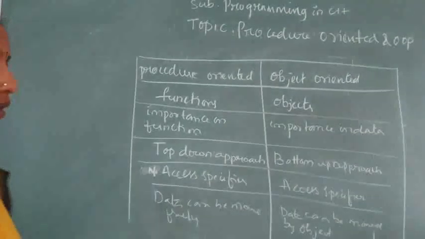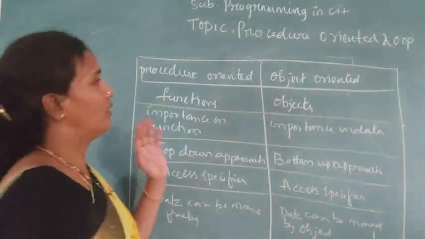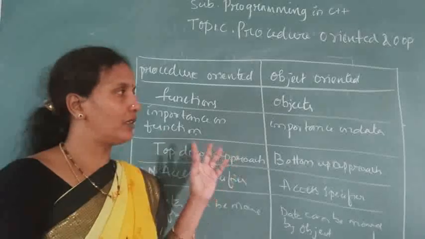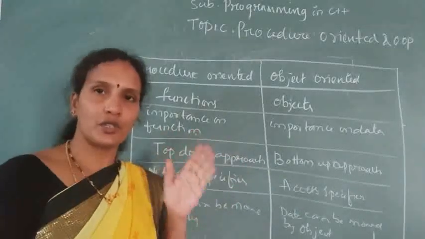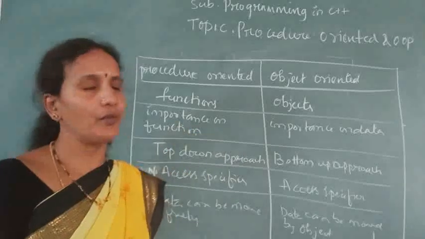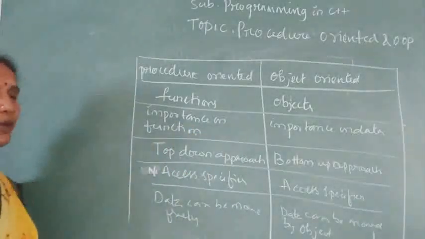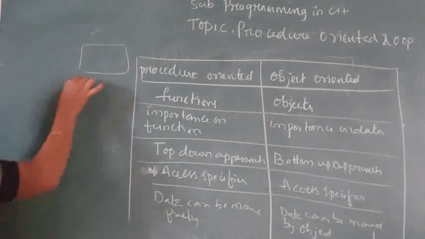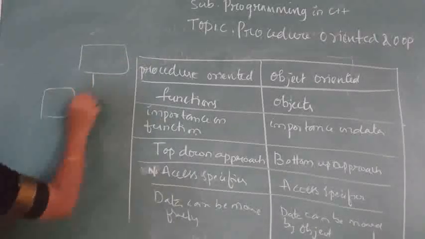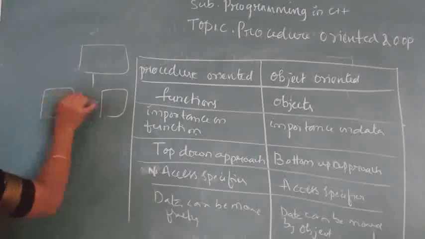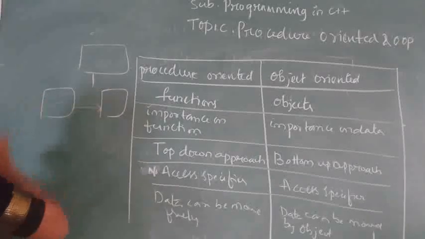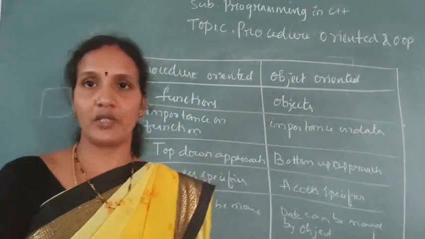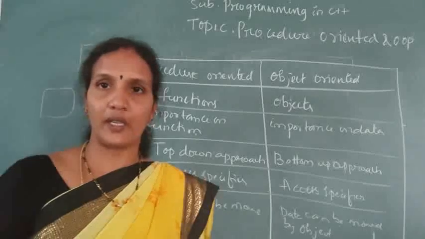So here I will explain object-oriented program, and at the same time I will differentiate procedure-oriented program and object-oriented program. See, in object-oriented program, whatever total program is there, that program is divided into different objects. And objects can communicate with each other. There is no particular order in which sequence the program should be executed.